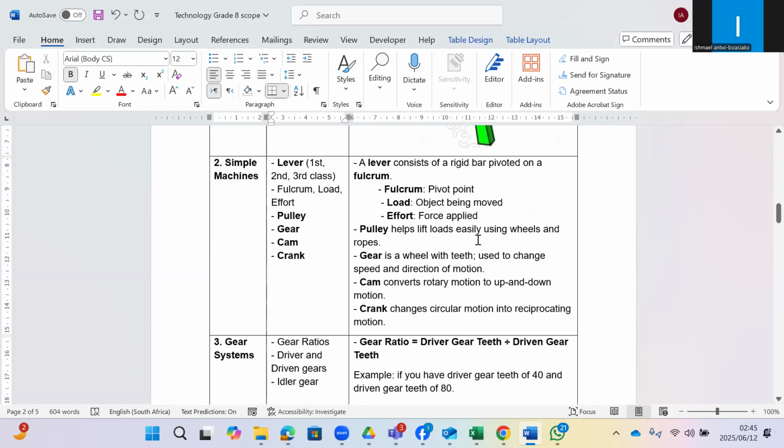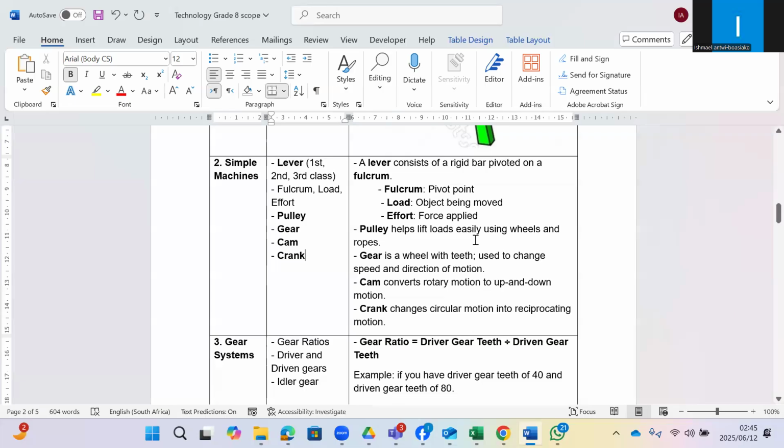Pulleys help us to lift loads easily using wheels and ropes. Then we have the gears, which is a wheel with teeth used to change speed and direction of motion. We have cam, which converts rotary motion to up and down motions. And then we have crank also, that changes circular motions into a reciprocating motion. So a crank changes a circular motion to another motion called reciprocate.